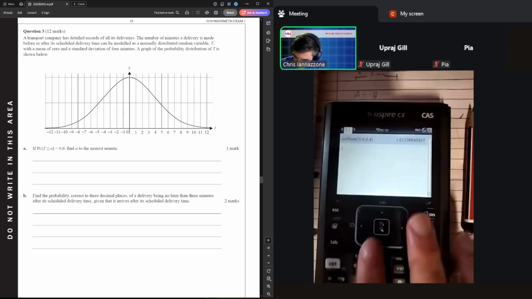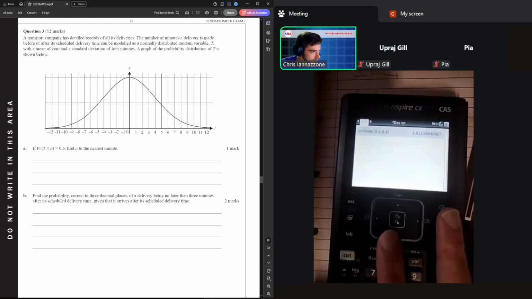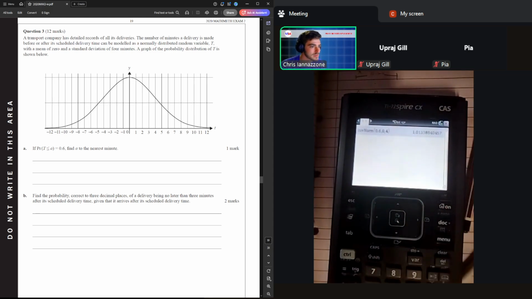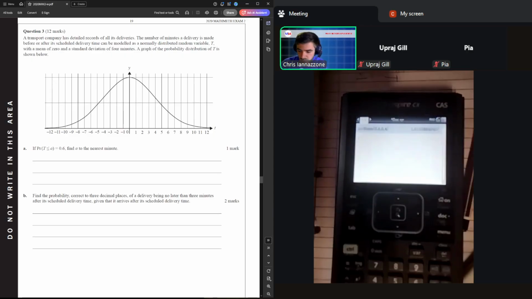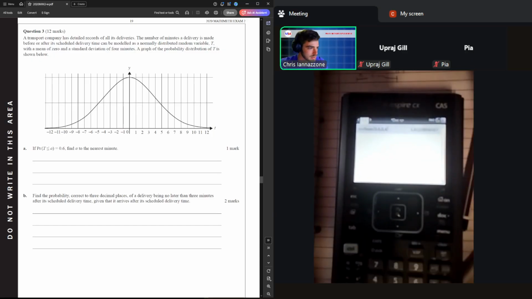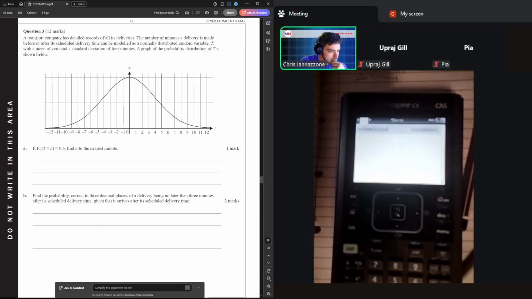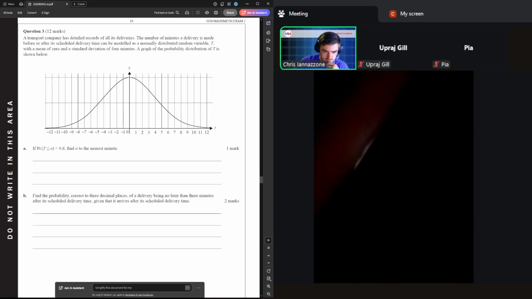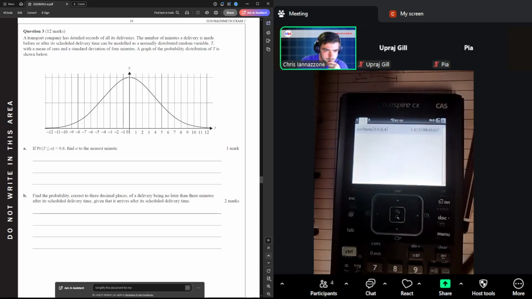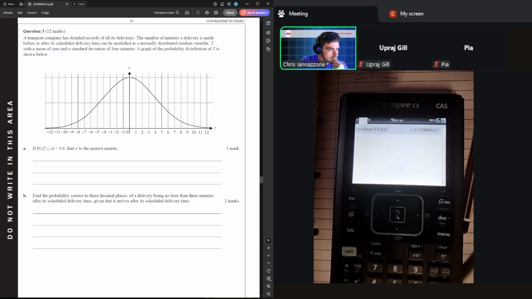So we got the value 1.01. We're trying to do it to the nearest minute. Remember that our x-axis is in terms of minutes, so we're just going to bring that down to 1 minute. So we're just going to give a equals 1 for that question. Any thoughts? Anything to clarify? If not, feel free to move on to part B.